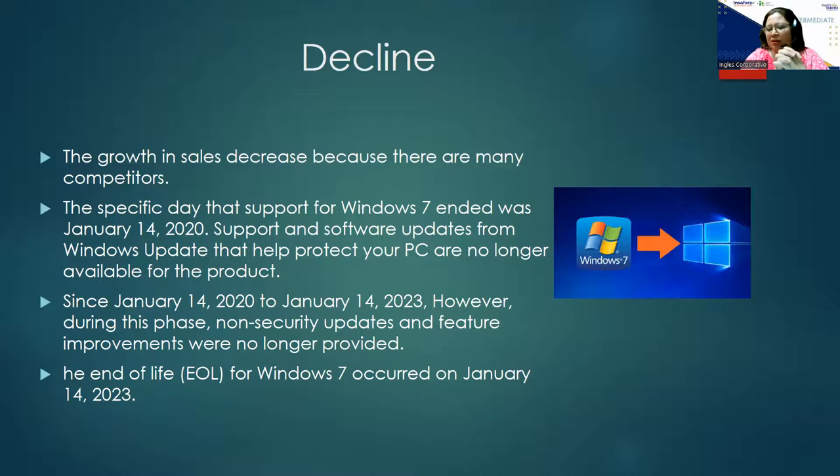by Windows 7? Actually, if you have a PC with Windows 7, you can still use it. But you don't have any update support. Inclusive, the new antivirus or different programs are not supported by this Windows. So currently, if you go to your browser on your Windows 7 PC, your browser gives you a message telling you that Windows 7 has no support anymore.